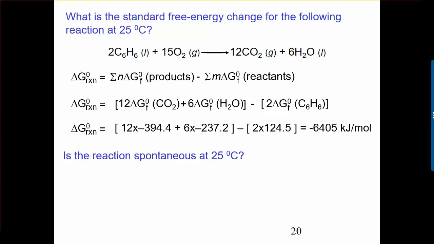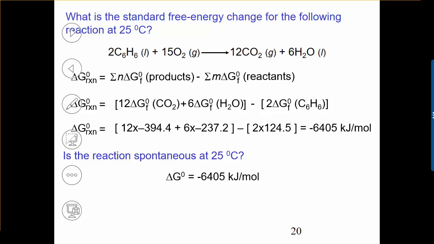Is this reaction spontaneous at 25 degrees Celsius? Yes, it is. Because its delta G is negative. Delta G negative means spontaneous reaction. If it was a delta G positive, it would be a non-spontaneous reaction. But this is releasing energy, right? The Gibbs free energy is being released in this reaction, whereas in a non-spontaneous process, it requires that energy for it to proceed forward.